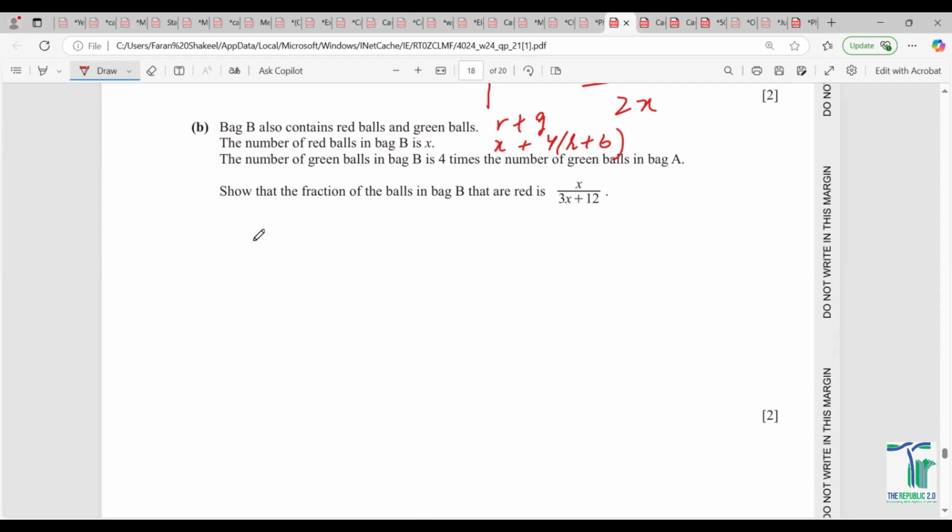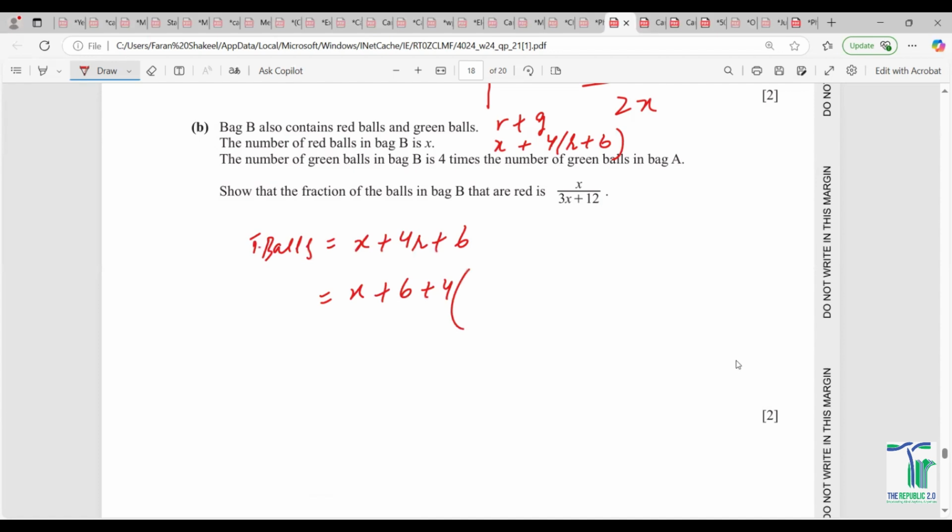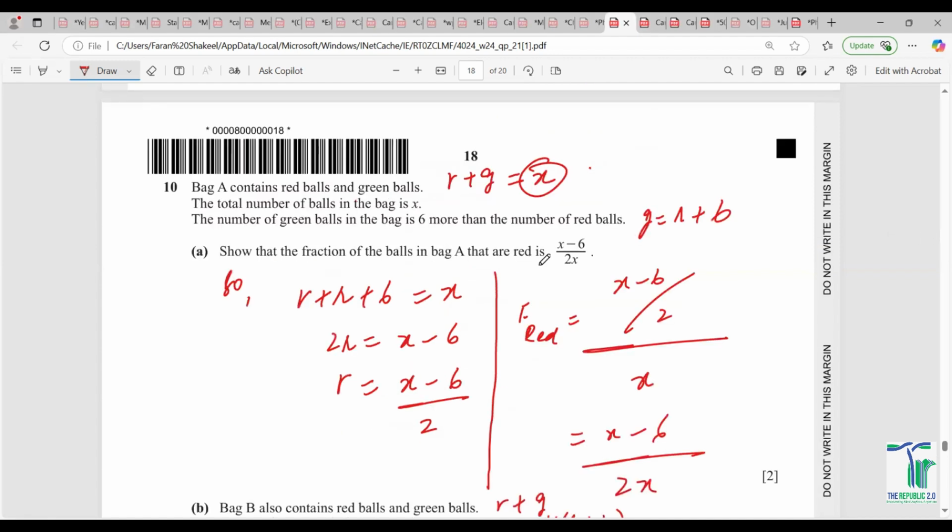Let's first talk about the total number of balls. Total balls are going to be x plus 4 times R plus 6. I would be having x plus 6, and then it would be 4 times R. Now, what was your R? R was basically x minus 6 upon 2. So I'm just going to write it over here, x minus 6 upon 2. And I would be having total balls as x plus 6 plus 2x minus 12. And that would eventually become 3x. 6 minus 12 is minus 6. So I would be having 3x minus, well, just give me a second. It was x minus 6 upon 2.